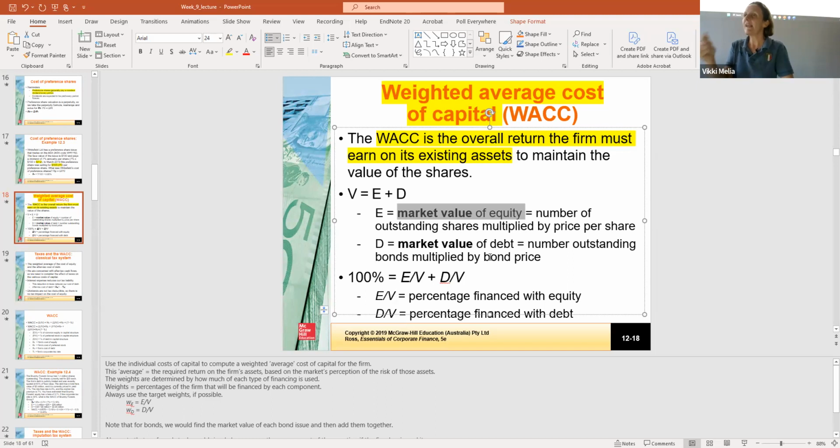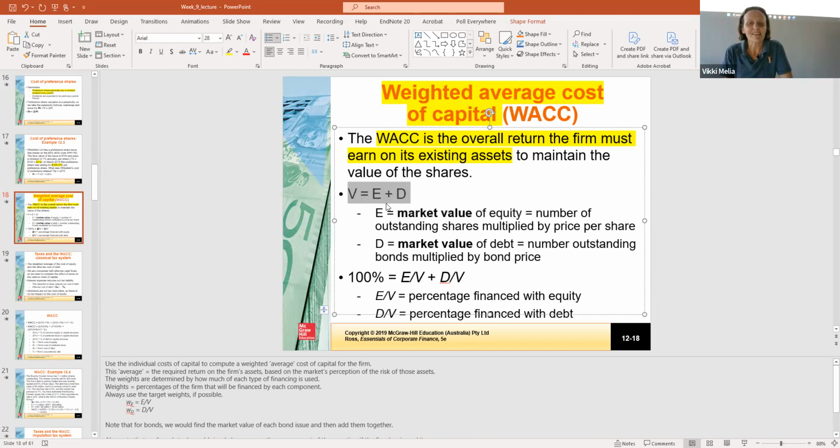But the key with weighted average cost of capital is ideally we want to use current market values to measure the weight for equity and debt. Sometimes we find it difficult to get access to current market values for equity or debt, and we might have to use what's called a book value. The book value is just the value on the balance sheet. But if we can, we prefer to use the current market value to weight the equity and debt.